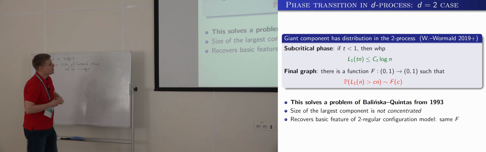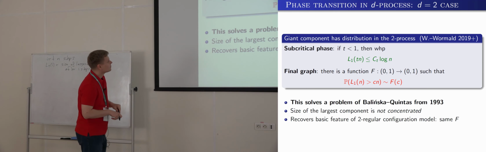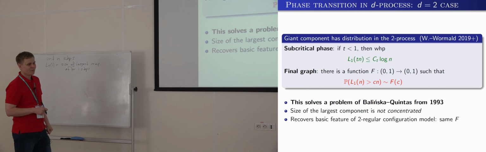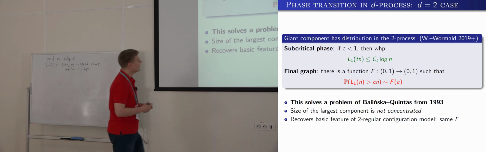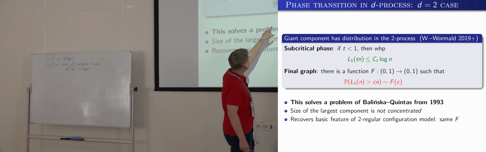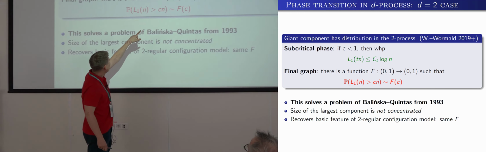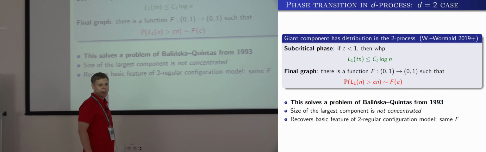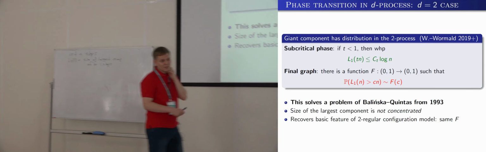But what about L2? It will also be the same. If you look at the largest component bigger than C1 and the second largest component bigger than C2, this will be asymptotic to some function, again depending on C1 and C2.